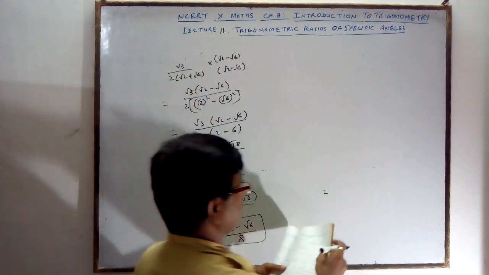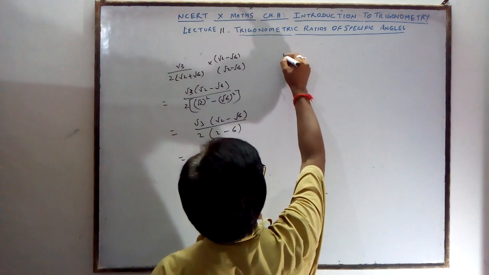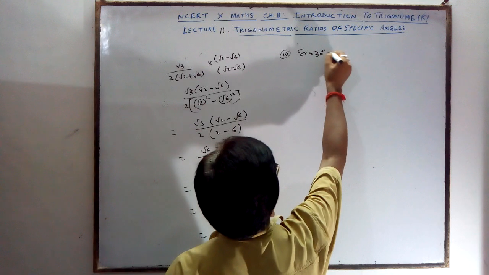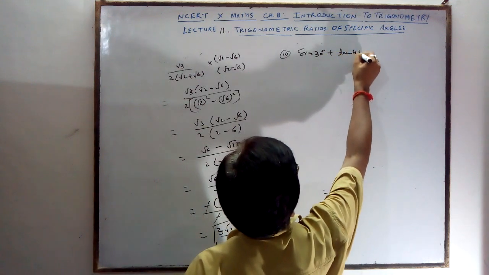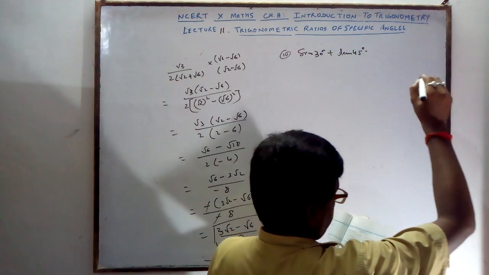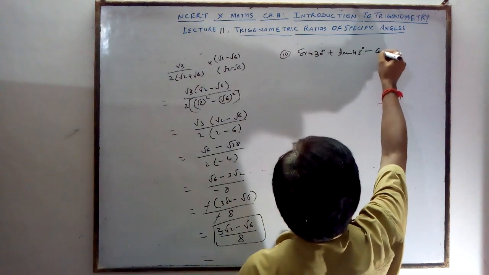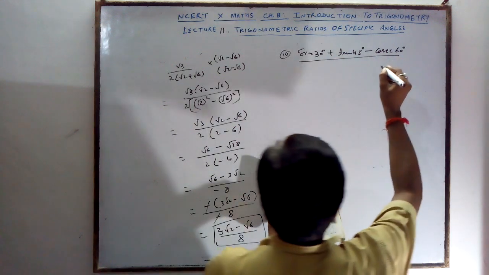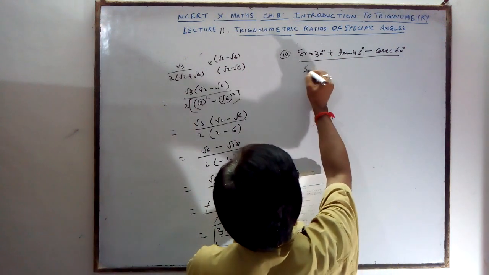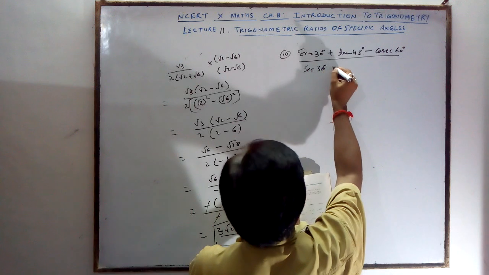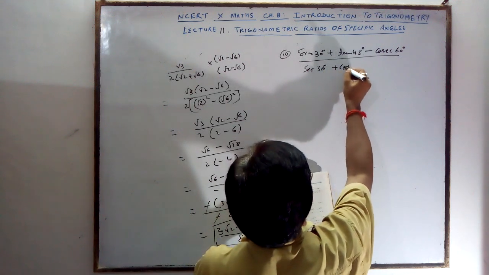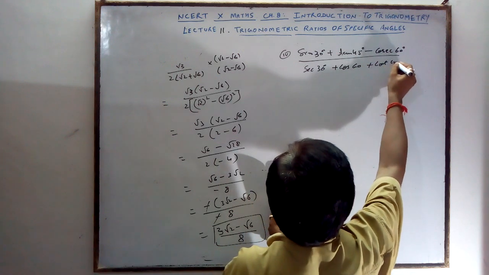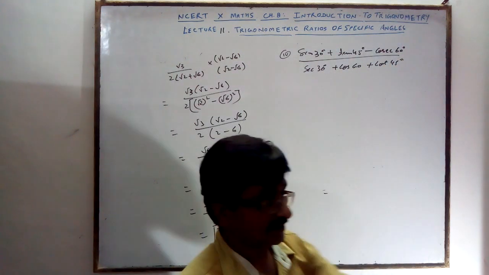Fourth part is given: sin 30 plus tan 45 degree minus cosec 60 degree, whole upon sec 30 plus cos 60 plus cot 45. It is your question.